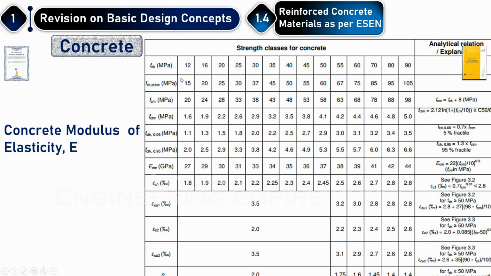However, for example, now Ecm, this is the modulus of elasticity of the concrete, they are provided here. Okay, they are provided here. So for each grade of the concrete, there will be the respective modulus of elasticity.